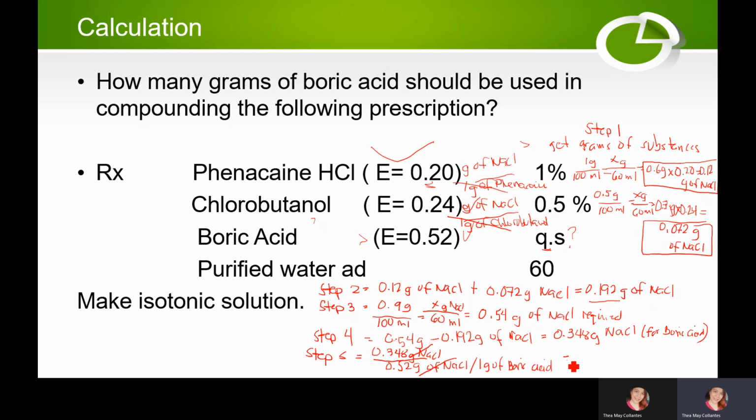Therefore, this is the amount of boric acid that you will be needing to add to the solution in order for you to have an isotonic solution. So 0.348 divided by 0.52 would be how much? Yeah, right. It would be 0.67 grams of boric acid.